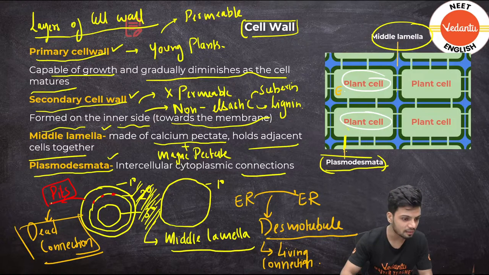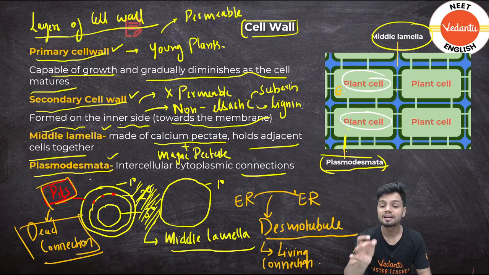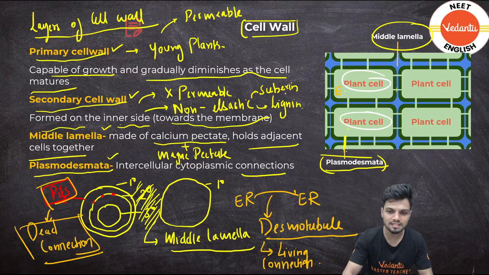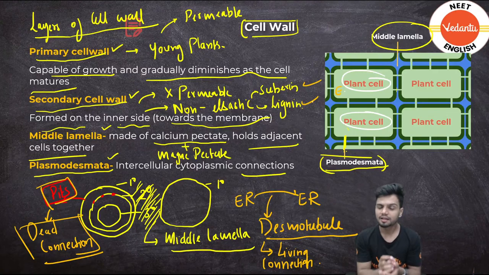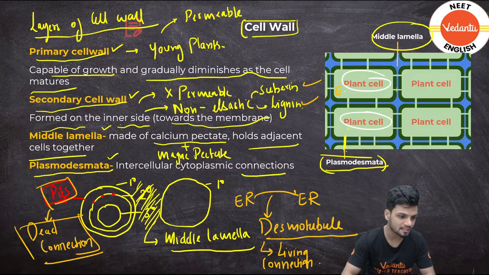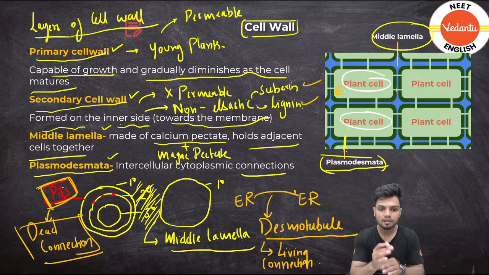Any doubts in the pits? Tell me right now. What are pits? Pits are the gaps in the cell wall deposition. I told you the secondary cell wall is non-elastic because of the suberin and lignin deposition. In the deposition, there are small gaps. Those gaps are called pits. Any doubt here?